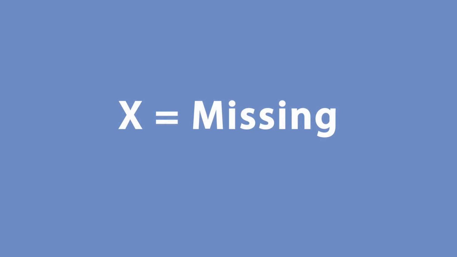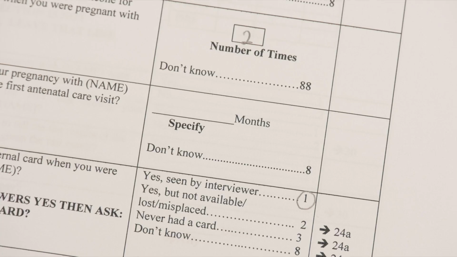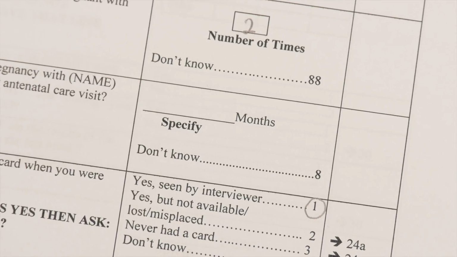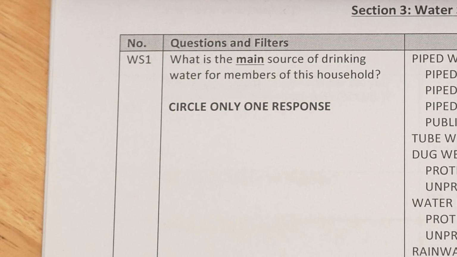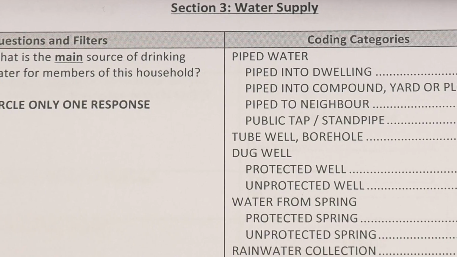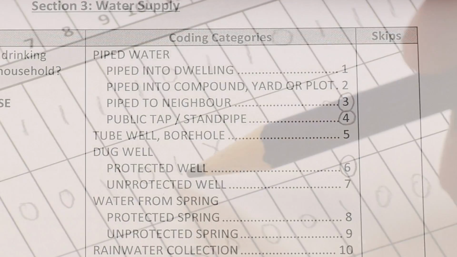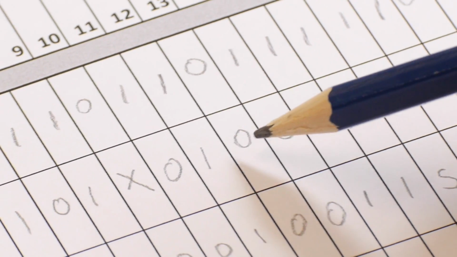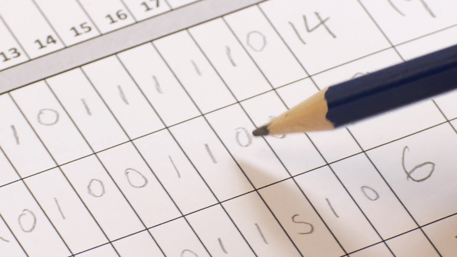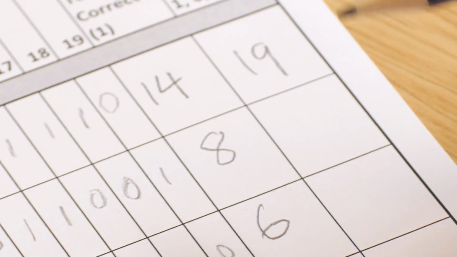X means a missing response, either because no answer is recorded or the response was recorded in a confusing way, with more than one answer when there should be only one, for example. An X response should be removed from the denominator later on.